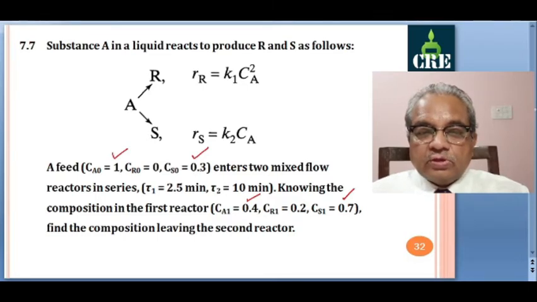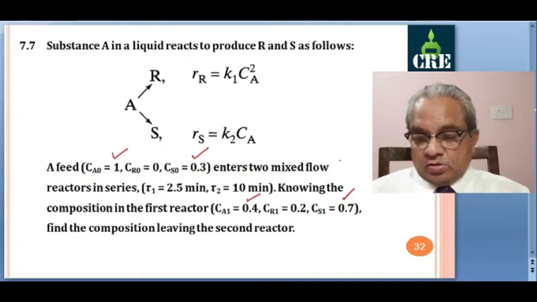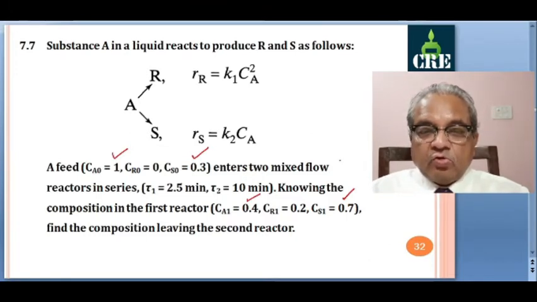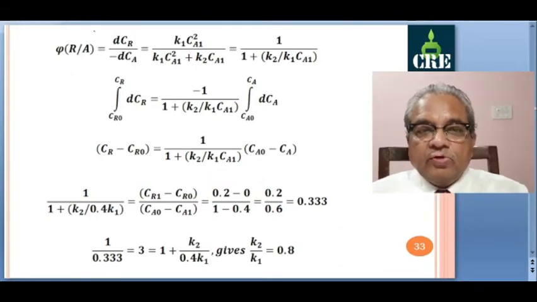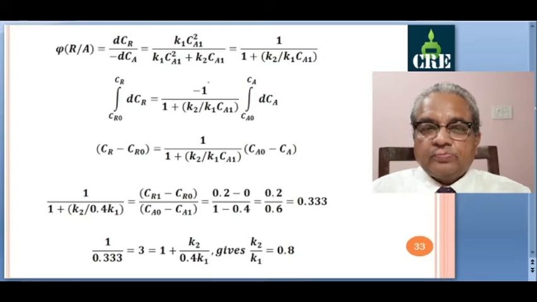Here you start with Cs0 equal to 0.3. So total Ca plus Cs will be 1.3 at all times. You have to find the composition of the mixture leaving the second reactor. So again we write in terms of instantaneous yield of R: K1 Ca squared, all these things you can write down. This is reduced to, if I divide throughout, 1 upon 1 plus K2 by K1 Ca.